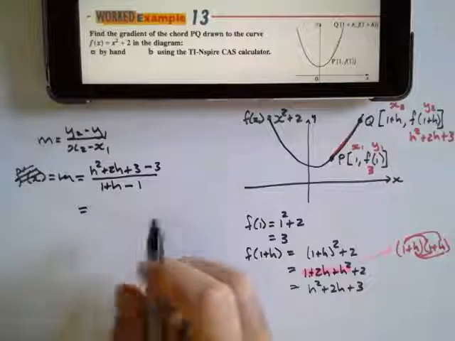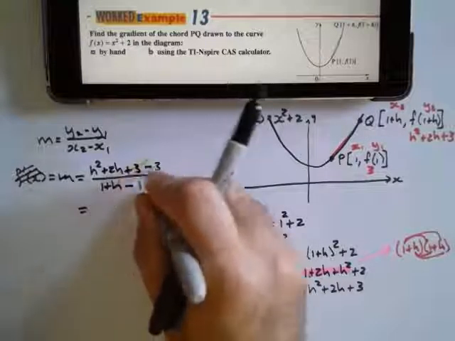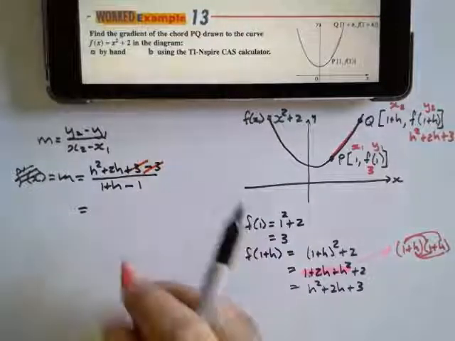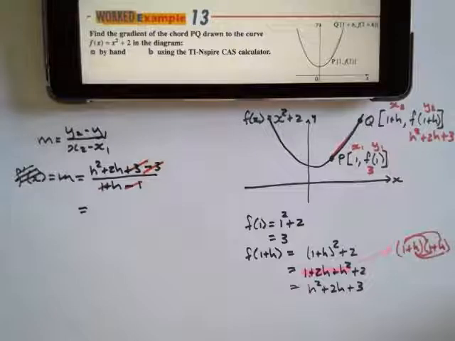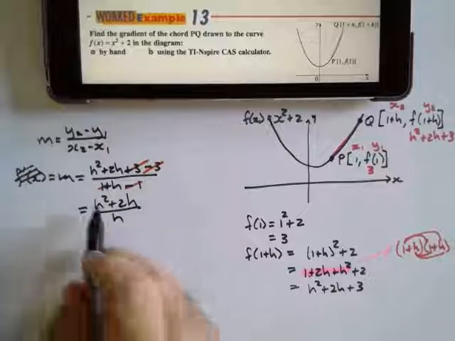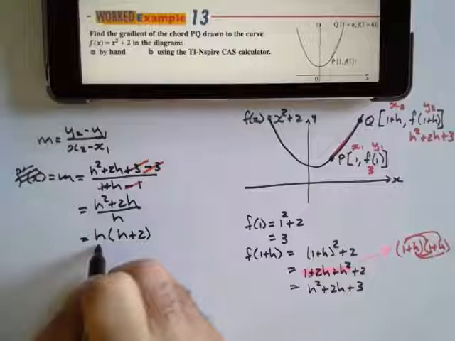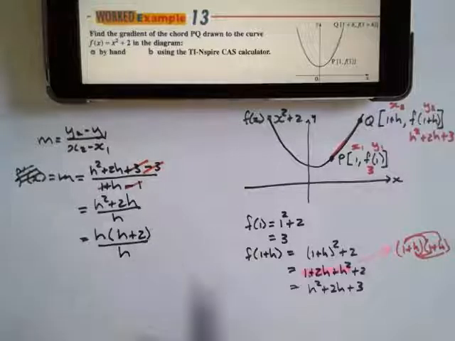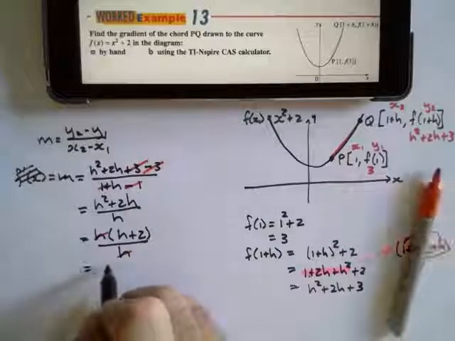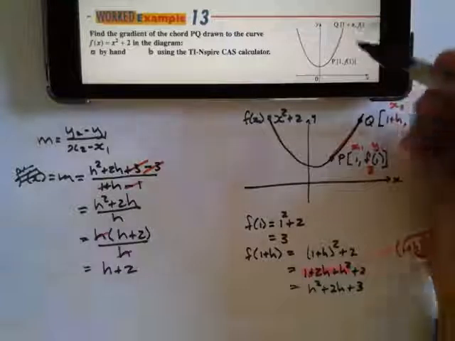I'm going to simplify that. Plus 3 and minus 3 cancel. 1 take away 1 cancels. So what I have is h squared plus 2h divided by h. I'm going to take out a common factor h at the top, which leaves h plus 2 divided by h. Because I have one term above and one term underneath, this h can cancel with that h, and my answer is h plus 2. That will be the gradient between those 2 points.